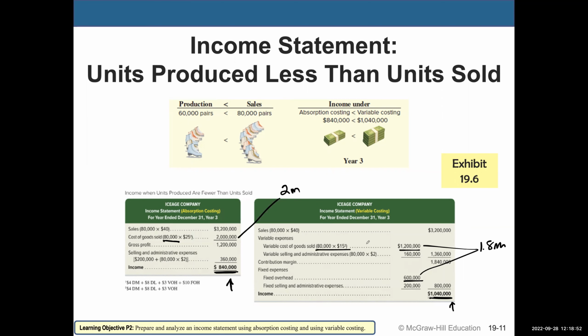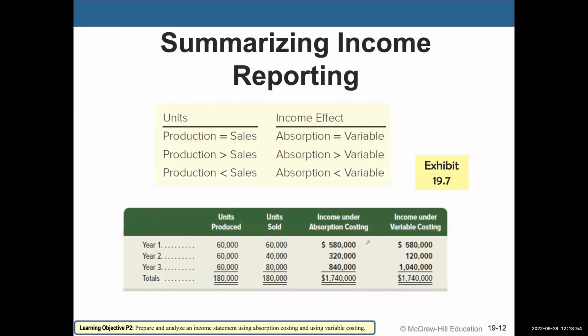All right, so moving on, we've got a summary of what happens when what we produce and what we sell is equal. Our incomes are equal. When we produce more than what we sell, in other words, inventory left over, absorption income is higher. And when things reverse and we sell that old inventory, variable costing will be higher. All in all, everything washes out the same.